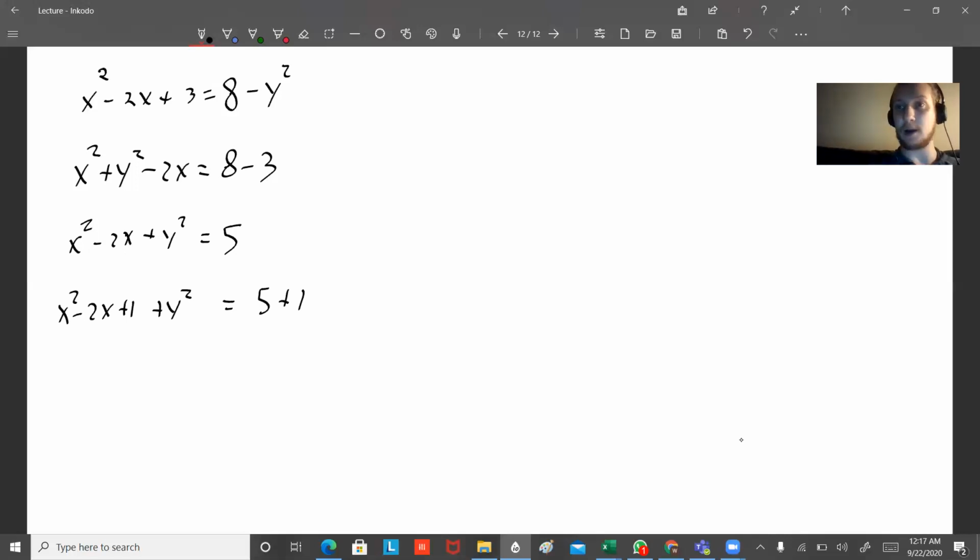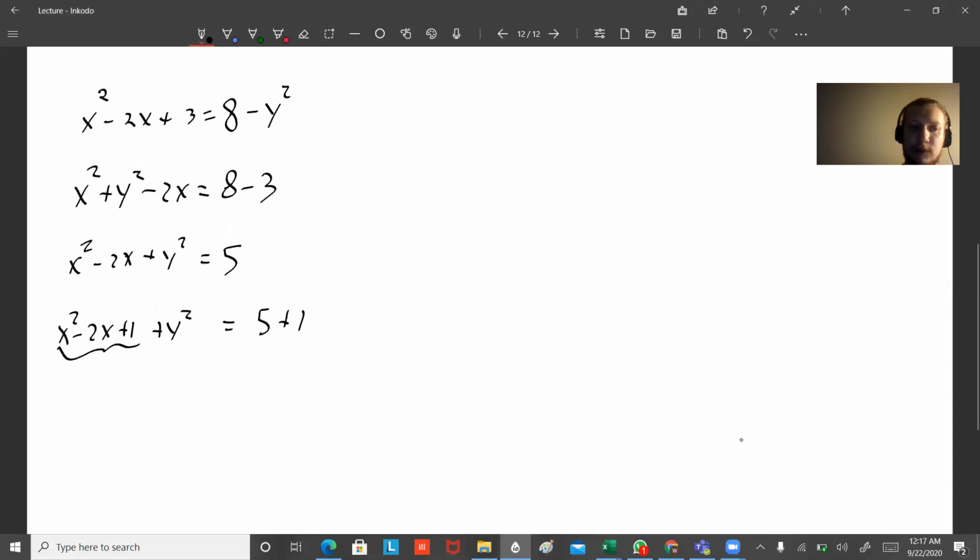We don't need to add a number for y because y is already squared. So what we're going to get now is that this is a perfect square because we completed the square. So this is going to be equivalent to x minus 1 squared plus y squared equals 6.